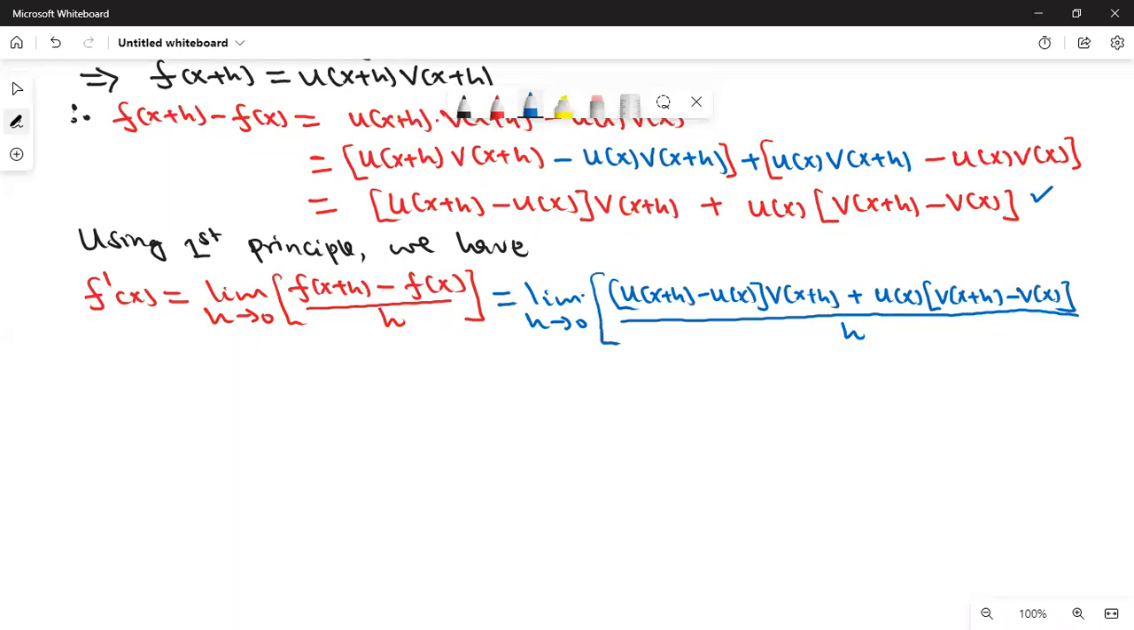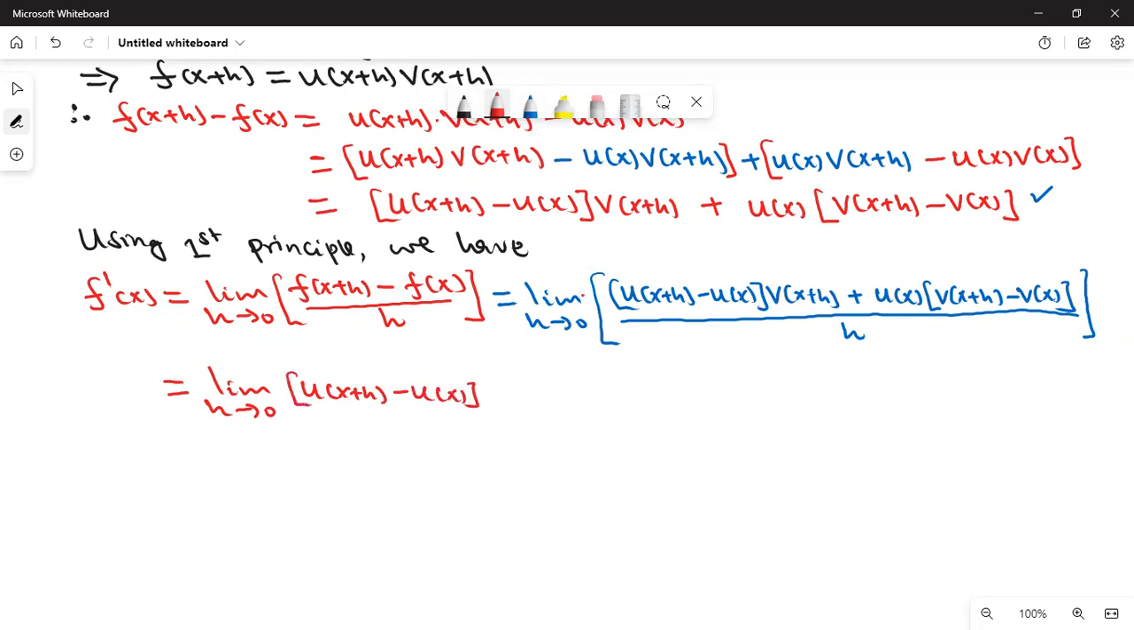So then apply the properties of limits. You see, with this, you can distribute the limit so that we'll have two terms. The first term is limit as h approaches 0 of u of x plus h minus u of x.